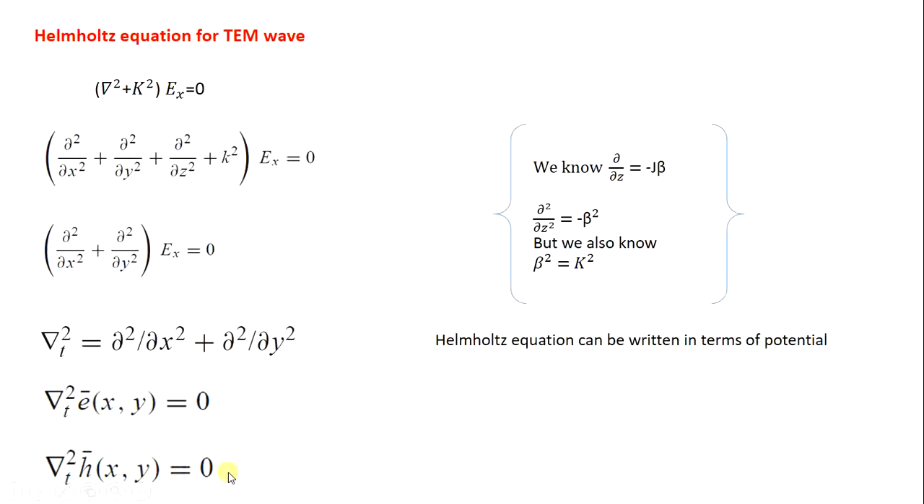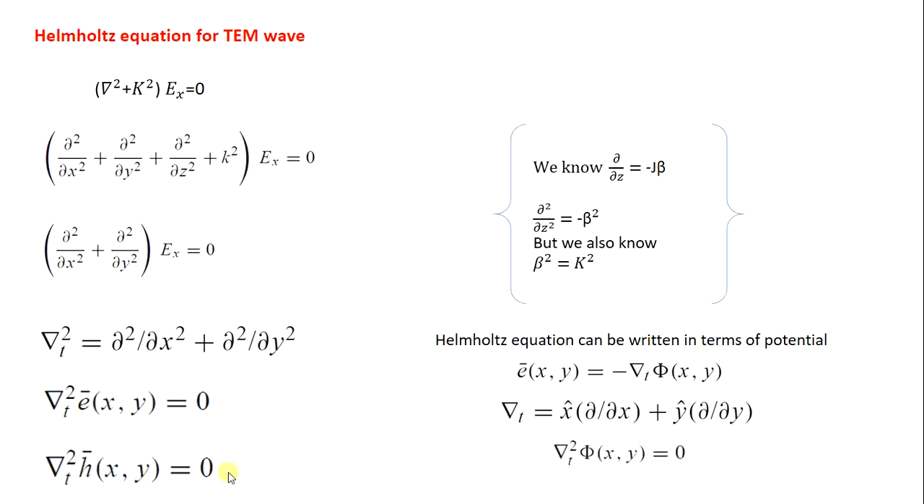Helmholtz equation can also be written in terms of potential. E bar of x comma y equal to minus del t phi of x y. You know what del t is? Del t is equal to x bar ∂/∂x plus y bar ∂/∂y. Del t square phi of x comma y is equal to 0.